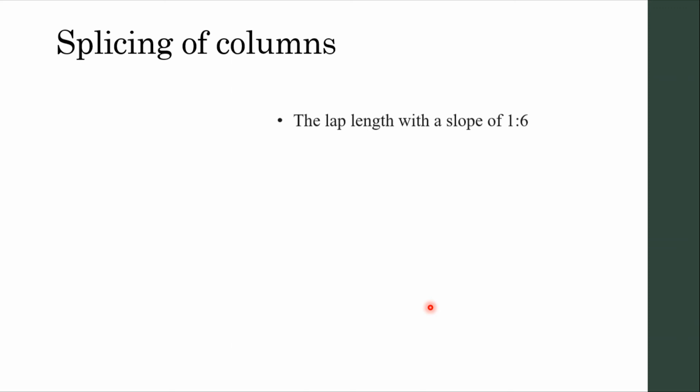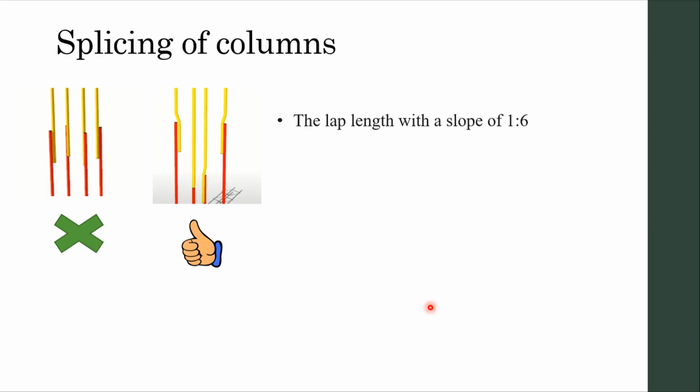So, punta tayo doon sa splicing of columns. So, the lap length with a slope of 1:6. Dapat, ang pag-splice natin ay naka-slope. Hindi siya dapat ganito. Kasi kung ganyan yung picture mo sa splicing mo sa picture 1, tama na, every splice mo is lumiliit yung size ng column mo, which is wrong. Kailangan monolithic yung column mo. Or dapat parehas yung sukat, di ba?